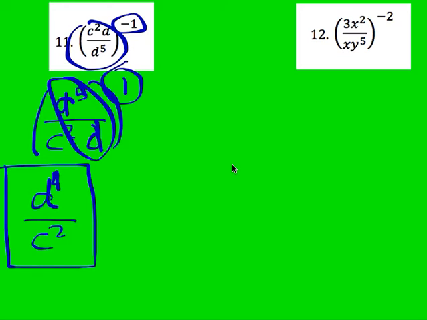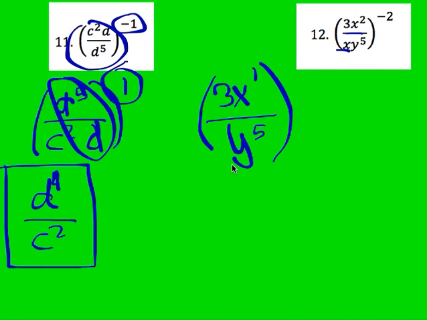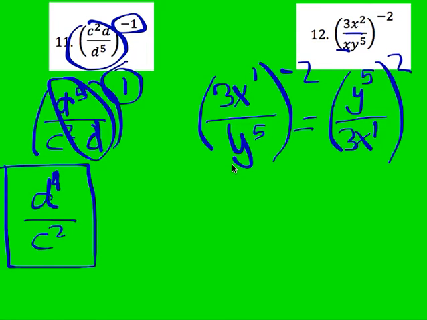Now, let's take a look at number 12. So first thing I'm going to do before I flip anything is reduce inside the fraction. So I notice I have x squared divided by x to the first. Well, that's just going to become 3x to the first up top, and then I'm going to have y to the fifth on the bottom. Now that's being raised to the -2. So to help me with that negative fraction, I'm going to flip this fraction over, like so. And then I'm going to raise that to the second power.